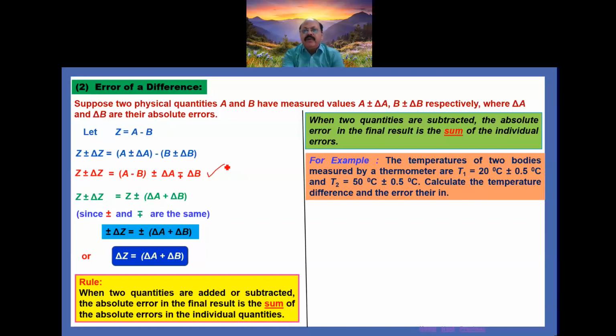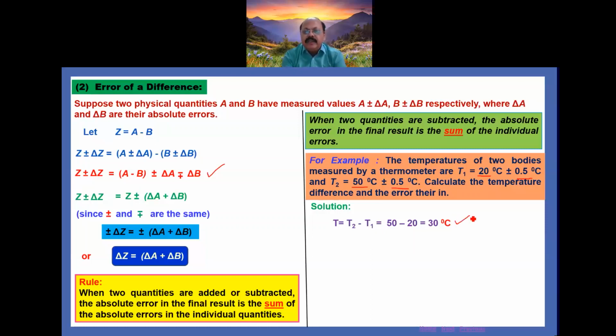So what we have to do for the temperature difference? We subtract T1 from T2. So T equal to T2 minus T1, that is 50 minus 20. The measured value of T2 is 50 degrees Celsius and the measured value of T1 is 20 degrees Celsius, and the absolute error, that is delta T1, is 0.5 degrees Celsius. Similarly, delta T2 is also 0.5 degrees Celsius. So T equal to T2 minus T1, that is 50 minus 20, which comes to be 30 degrees Celsius.